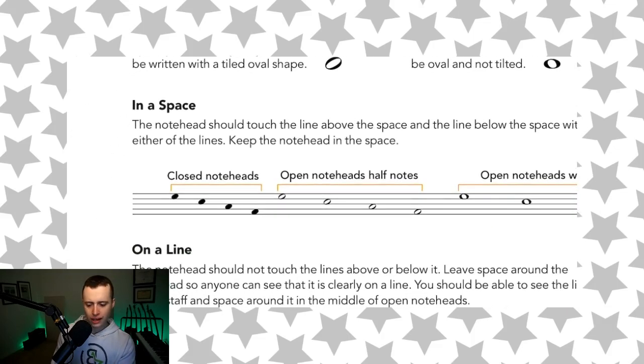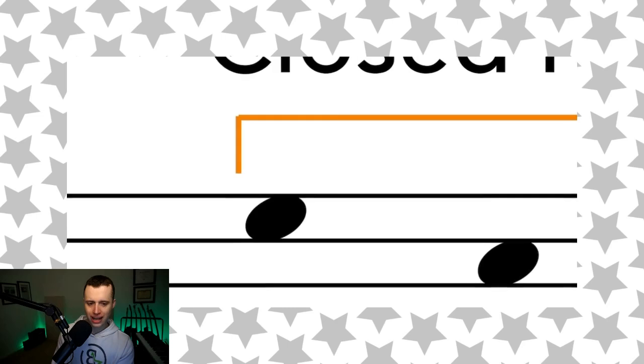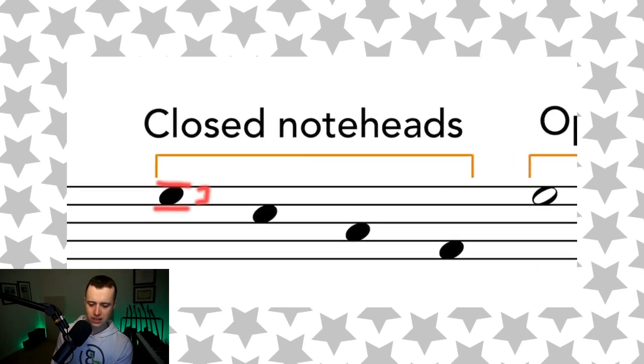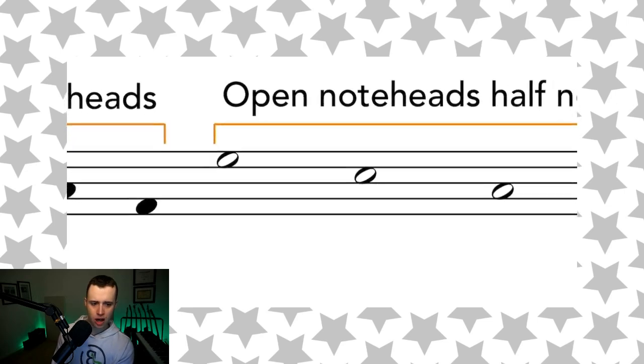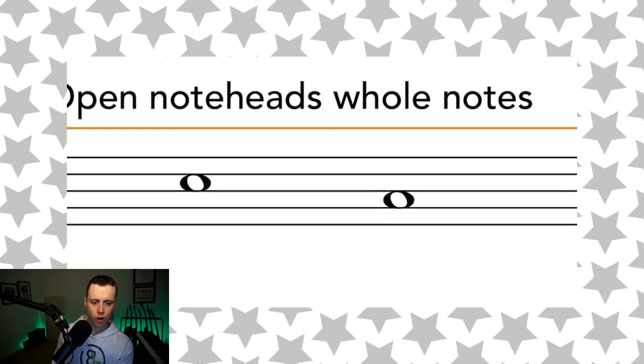So when you write a note head in a space, so space 1, 2, 3, or 4 on the staff, you should make sure that the note head touches each line but does not go past. We don't want to see it go past the lines of the staff. It stays contained in the space. And we can see that's the same for closed note heads, open note heads for half notes, and also open note heads for whole notes.